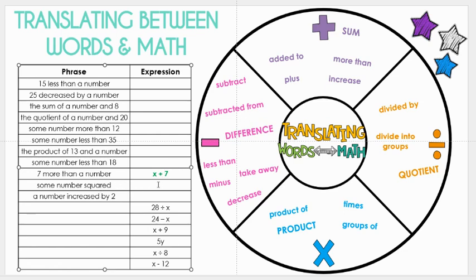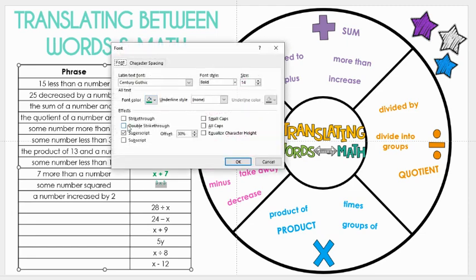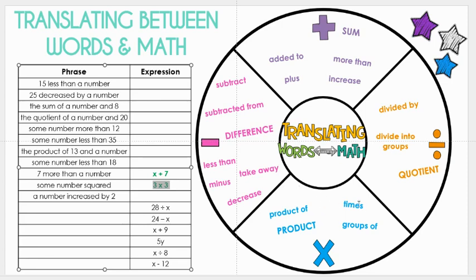Some number squared actually is something like 3 times 3. That's something that they might remember from the past. We don't really have squared in the chart. I'm going to unsuperscript that, but we probably could put that here because squared does mean to multiply a number times itself. So I'm going to change that and add squared. Okay. We could also add other powers. We could add cubed in there or to the power of.